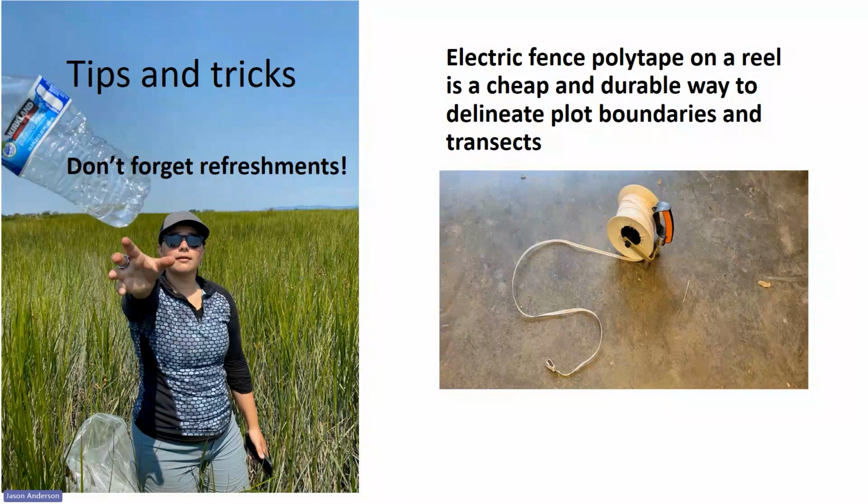Okay, a few tips and tricks. We have learned that electric fence polytape on a reel is a great way to delineate plot boundaries as well as transects. We've learned a lot and we've had to revise our protocols and practices. Keep in mind your overall monitoring goals when you are considering revisions. We've also learned that when you have a fairly simple project, the example that I shared at Vos Creek, one polygon, relatively small scale, these protocols work just fine.